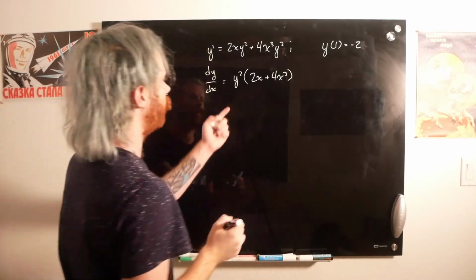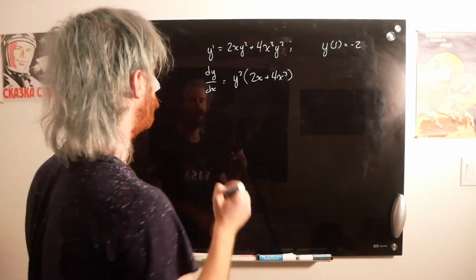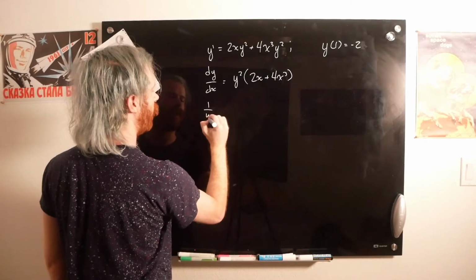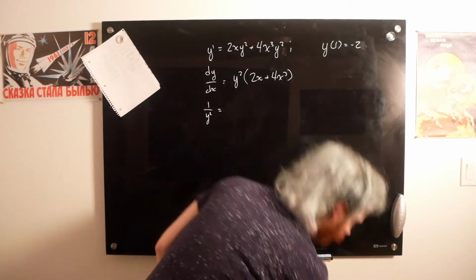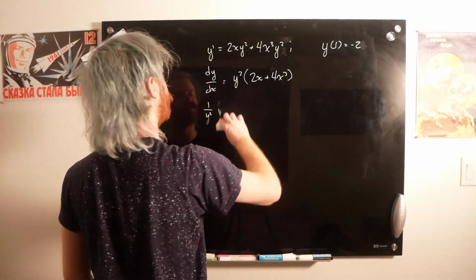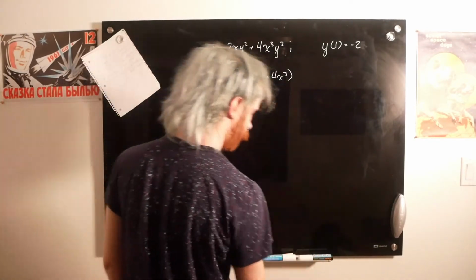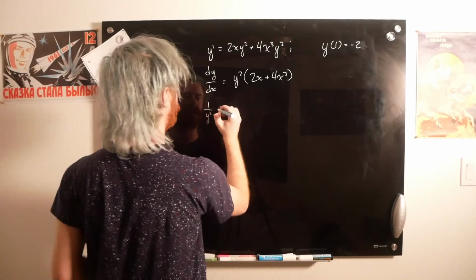And it's starting to become separable, you can see, because there's a way we can separate this. So we're going to have 1 over y squared dy equals, because we are dividing both sides by the y squared, and we're keeping dy on this side.